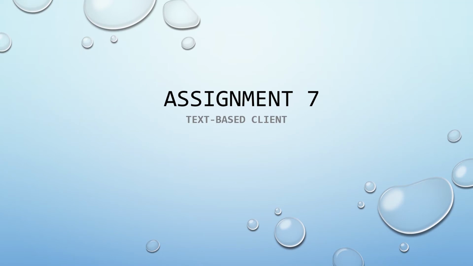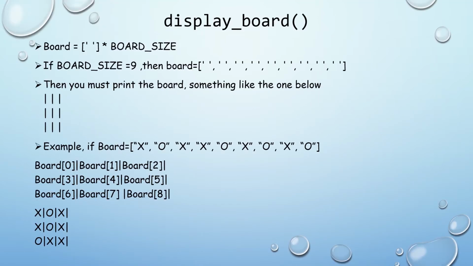This assignment 7 is the text-based client. Here you need to implement the display board method. You'll be given a board like this, which is the board times the board size. If the board size is equal to 9, then the board will have something like this, which is just this times 9. So there are 9 things here. Then you must print the board, which is something like the one below.